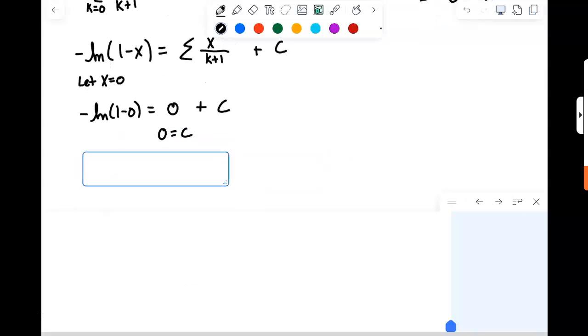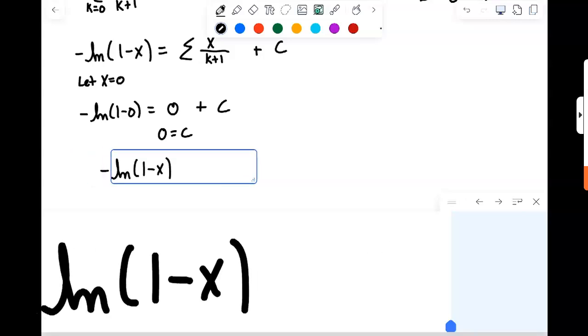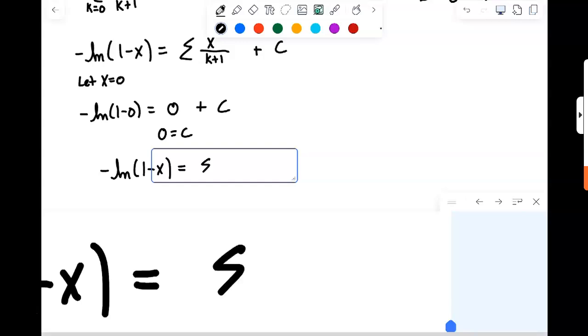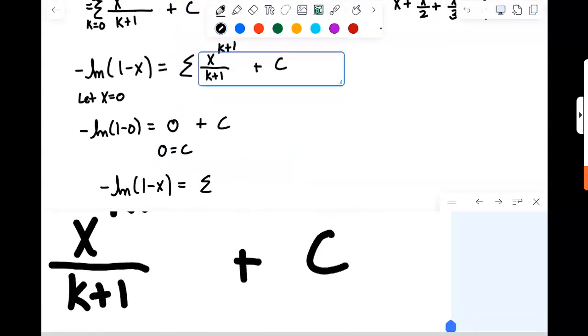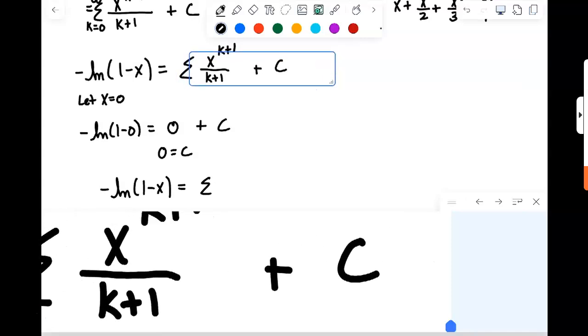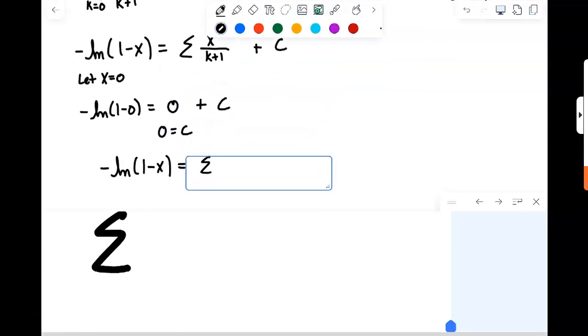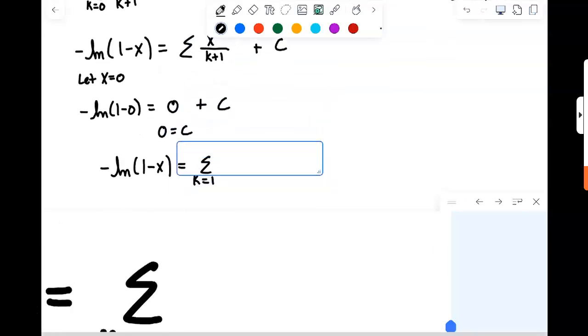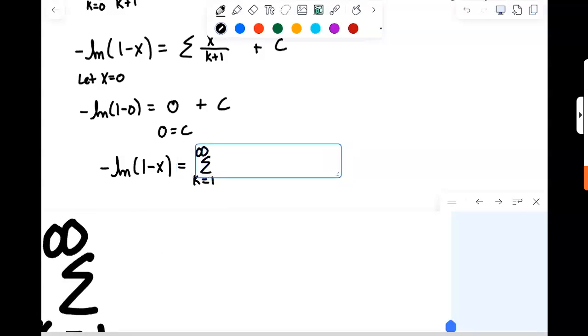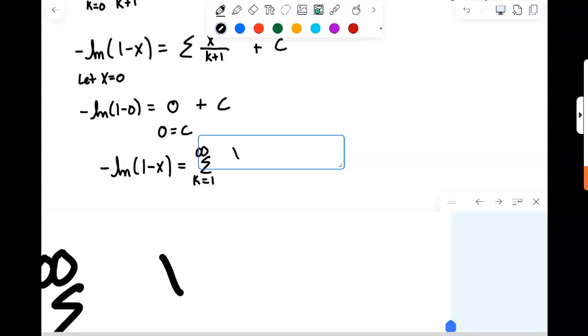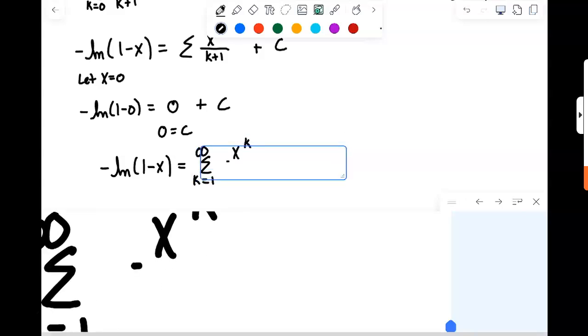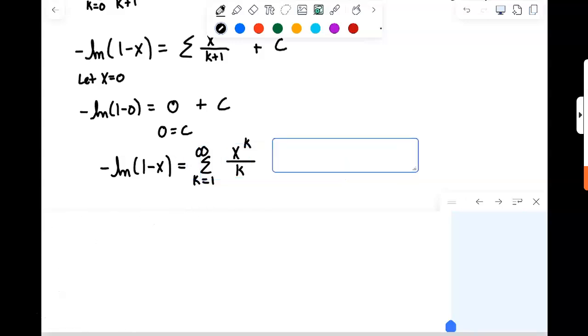So we now finally have this result. Minus ln of 1 minus x is equal to the series, now that's k going from 0 to infinity. I'm going to make one small adjustment to that, and I'm going to start the sum at 1, so I'm actually going to shift it up 1. And this is just because this is traditionally what it is. There's nothing wrong with saying the sum as k goes from 0 to infinity of x to the k plus 1 over k plus 1, but it's traditionally written this way.